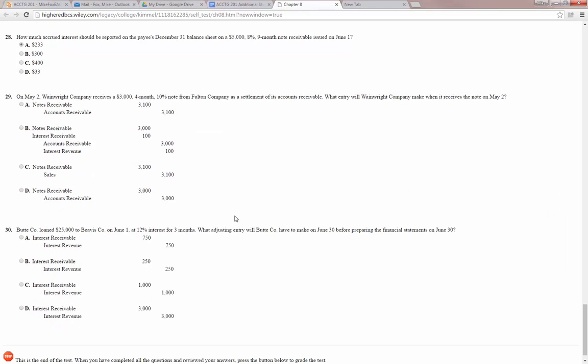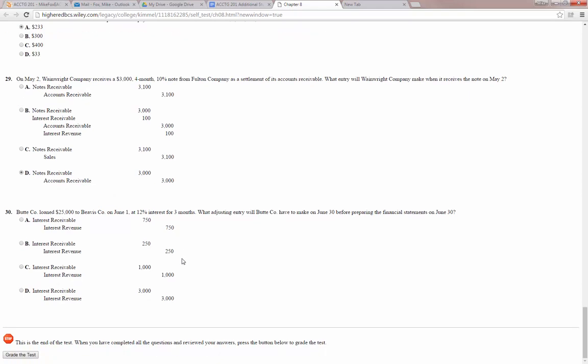Number 29. On May 2nd, Wainwright Company receives a $3,000, 4-month, 10% note from the Fulton Company as a settlement of accounts receivable. What entry will Wainwright Company make when it receives the note on May 2nd? So again, their notes receivable is going to go up $3,000, and their accounts receivable is going to go down $3,000, and that's it. Any other amount that tries to figure in the interest is just not right, because we don't do that when we make the initial entry. Interest comes later after we've earned the interest by having the money lent out over a period of time.